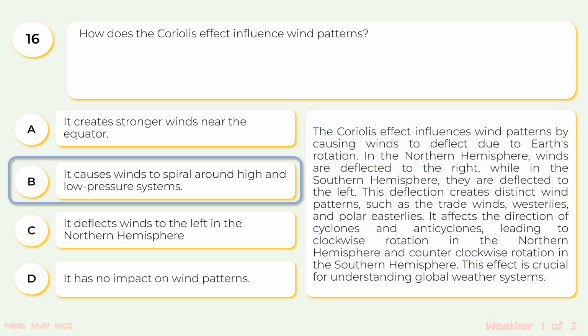The Coriolis effect influences wind patterns by causing winds to deflect due to the Earth's rotation. In the northern hemisphere, winds are deflected to the right, while in the southern hemisphere they are deflected to the left. This deflection creates distinct wind patterns such as the trade winds, westerlies, and polar easterlies. It affects the direction of cyclones and anticyclones, leading to clockwise rotation in the northern hemisphere and counterclockwise rotation in the southern hemisphere. This effect is crucial for understanding global weather systems.